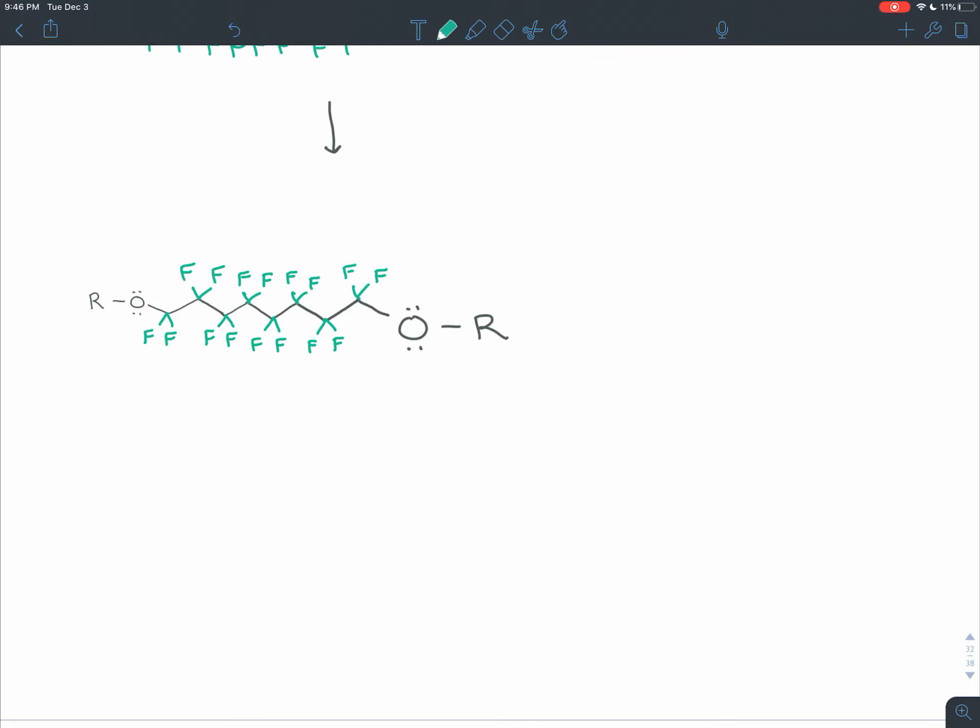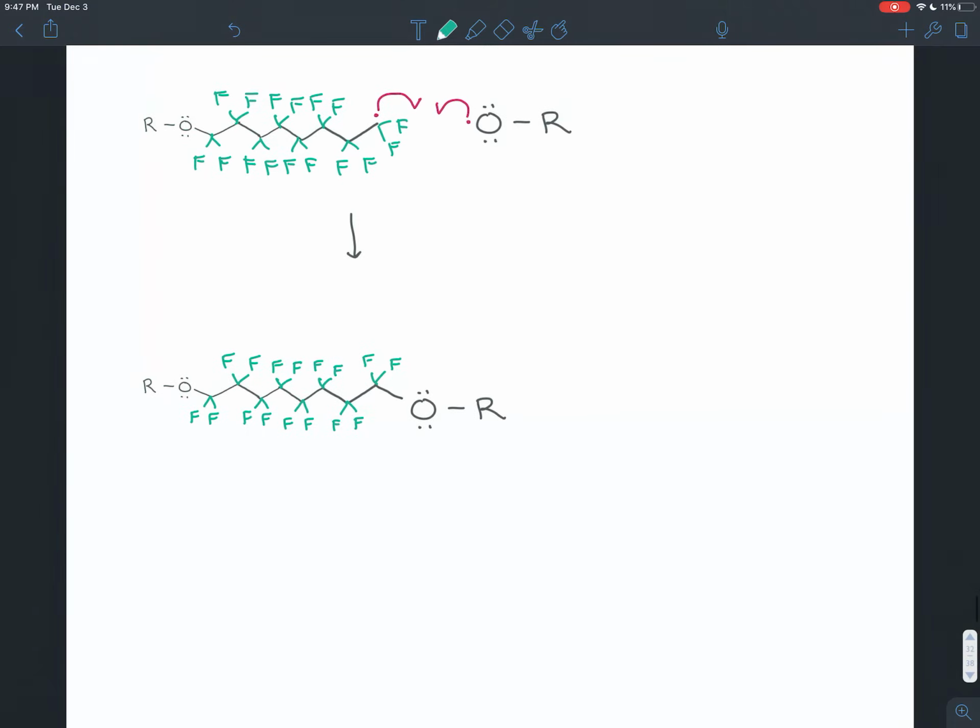So fluorine is really small, and it's not a good leaving group, and so it's very difficult to rip these fluorines off of their positions and bond something else to this chain. In other words, it's very difficult to make something stick to this chain. This would be a good non-stick coating. Teflon.